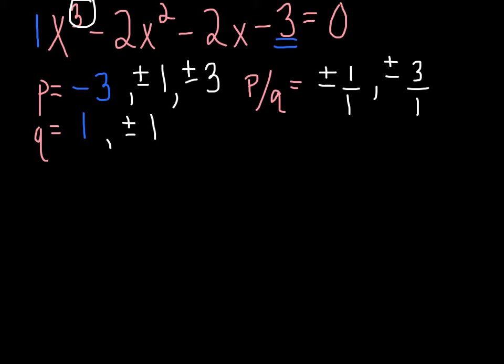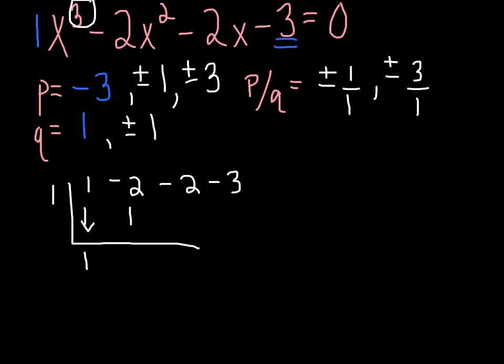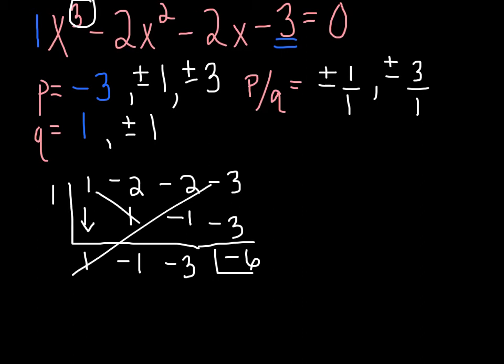So let's first pick out a root. Let's start with positive 1, and let's do synthetic division. So we have 1, -2, -2, and -3. When we do our synthetic division, 1 times 1 is 1, -2 plus 1 is -1, -1 times 1 is -1, -2 plus -1 is -3, -3 times 1 is -3. We do not get a 0 for a remainder. We get -6, so 1 would not be a root.